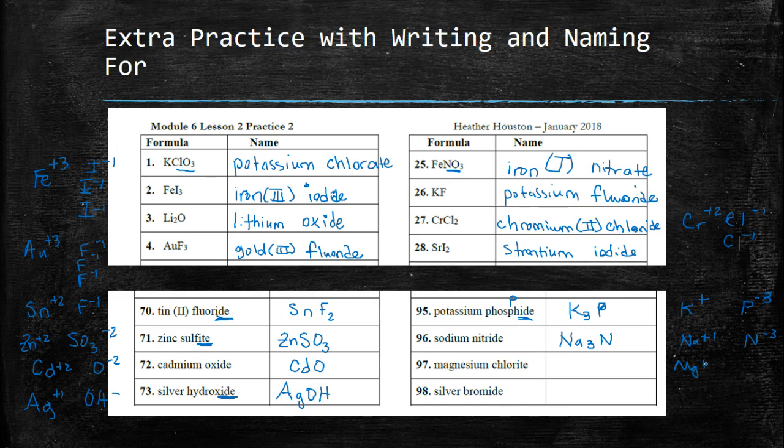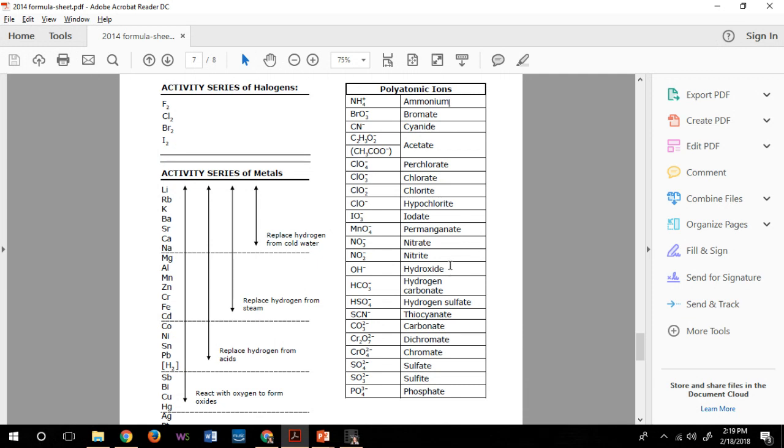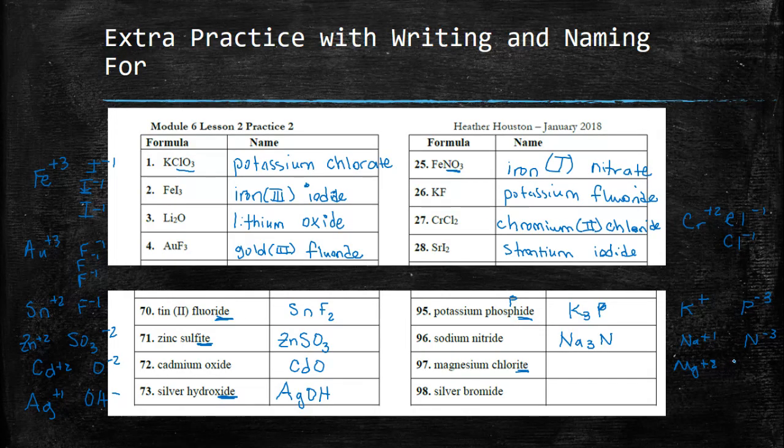Magnesium is a +2. It's in group 2 and metals lose, so it'll be +2. Chlorite, I-T-E. That means it's on this. Chlorite is right here. It is ClO2 with a negative charge. They do not cancel each other out. A +2 and a -1. I'm going to need 2 of these to cancel out that 2.